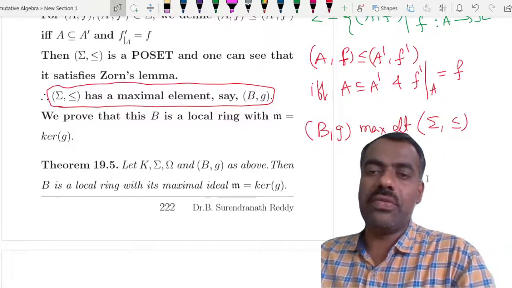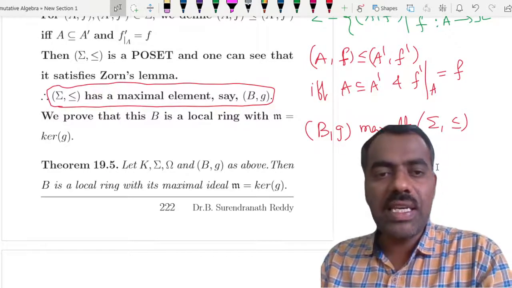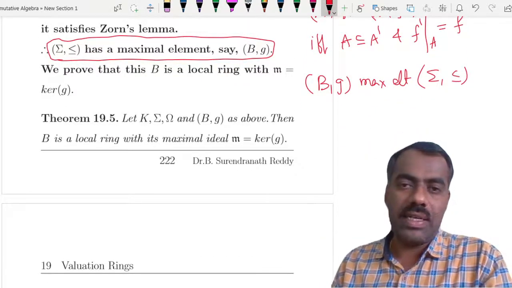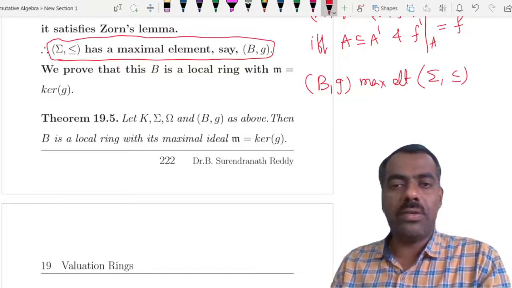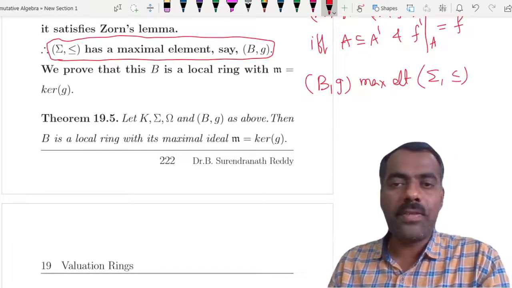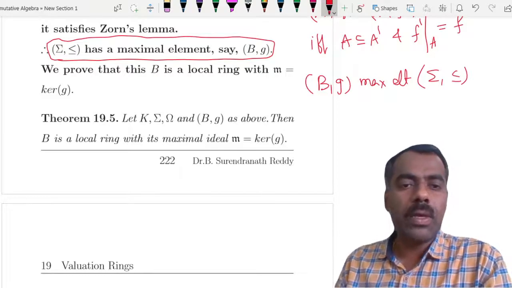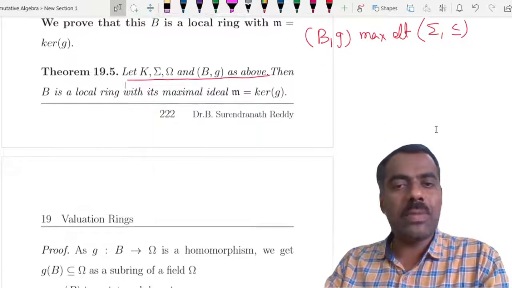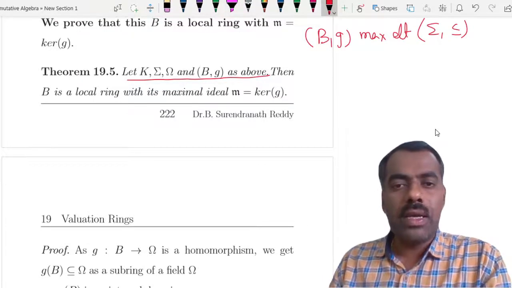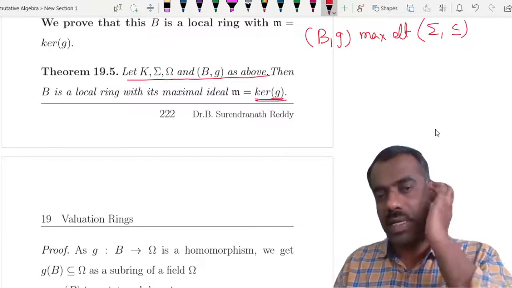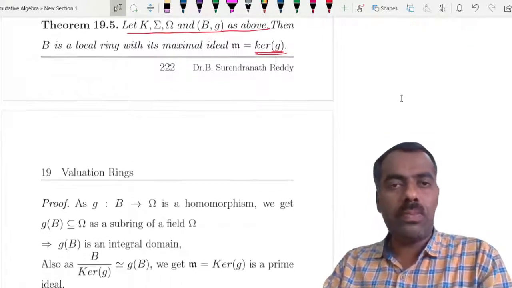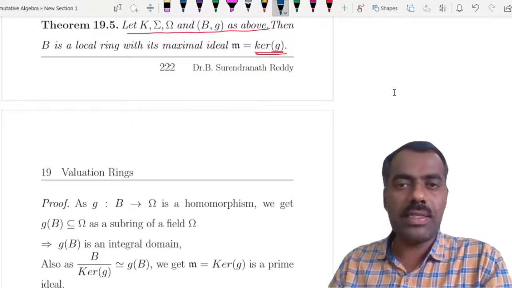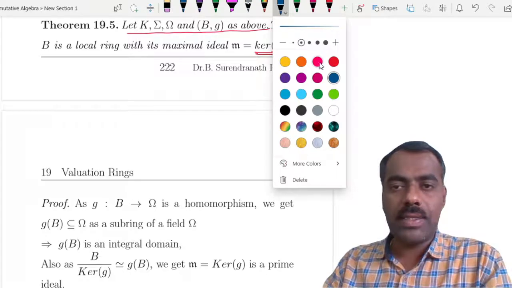And we will show that this B is nothing but a local ring with maximal ideal M, which is the kernel of this map g. So if you consider this as above, then B is a local ring with its maximal ideal M, which is the kernel of g. And the proof is not so difficult, it's easy.